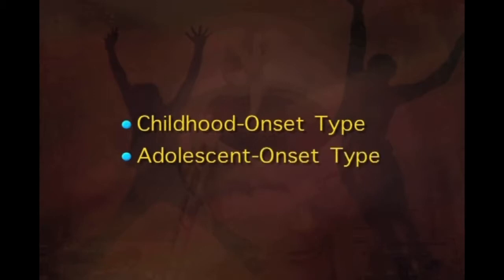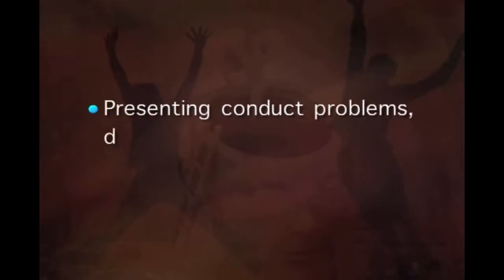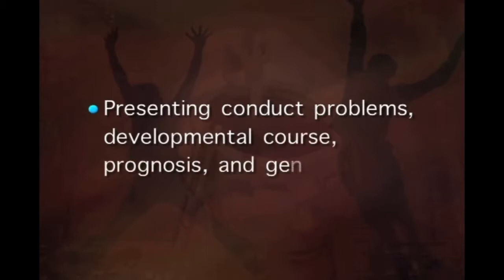There are two subtypes of conduct disorder, which have been formulated based on the age at the onset of the disorder. One type is childhood onset type and the other is adolescent onset type. Both these types differ with regard to the characteristic nature of the presenting conduct problems, developmental course, prognosis and gender ratio. Both subtypes can occur in a mild, moderate or severe form.